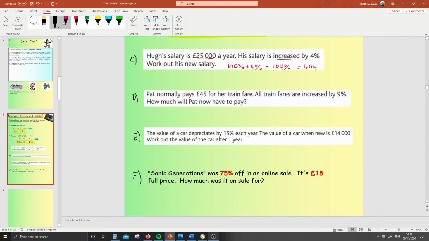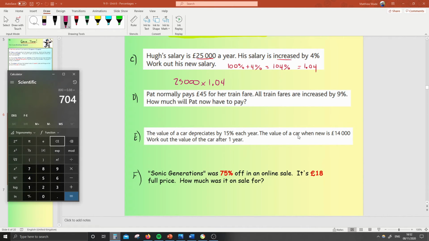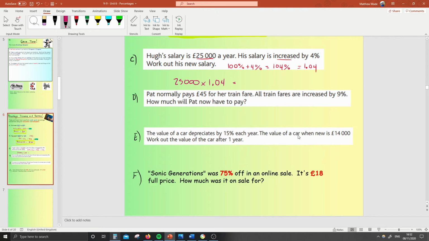Well, in this first one that we just started, it's just going to be this. It's the £25,000, and you're going to times it by the multiplier, 1.04. Calculators to the ready. It's going to be 25,000 times 1.04. Boom, 26,000. Cool. And that's the answer. See what I mean? It's a 2-stepper. It's faster.